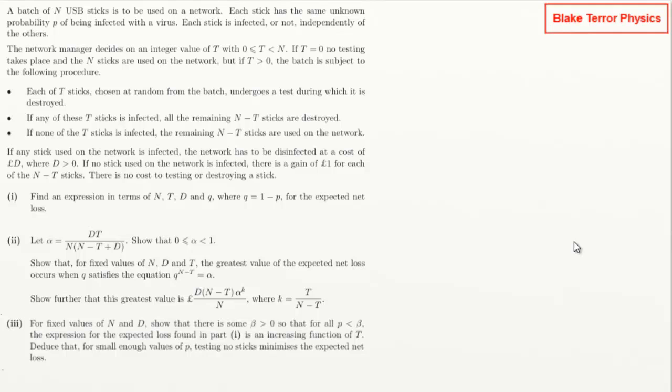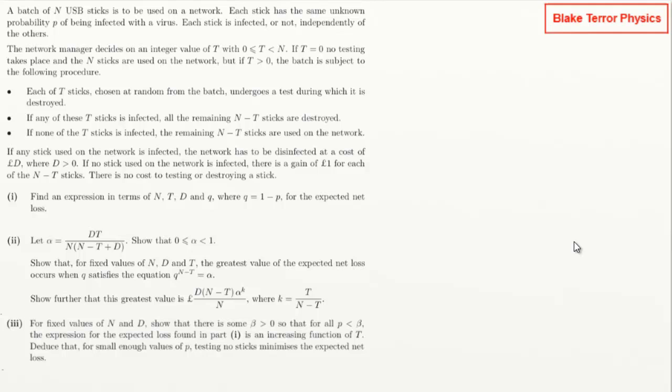But if T is greater than 0, the batch is subject to the following procedure. Each of T sticks chosen at random from the batch undergoes a test during which it is destroyed. Wow. God knows what they're doing to them, but still. If any of these T sticks is infected, all the remaining N minus T sticks are destroyed. If none of the T sticks is infected, the remaining N minus T sticks are used on the network.